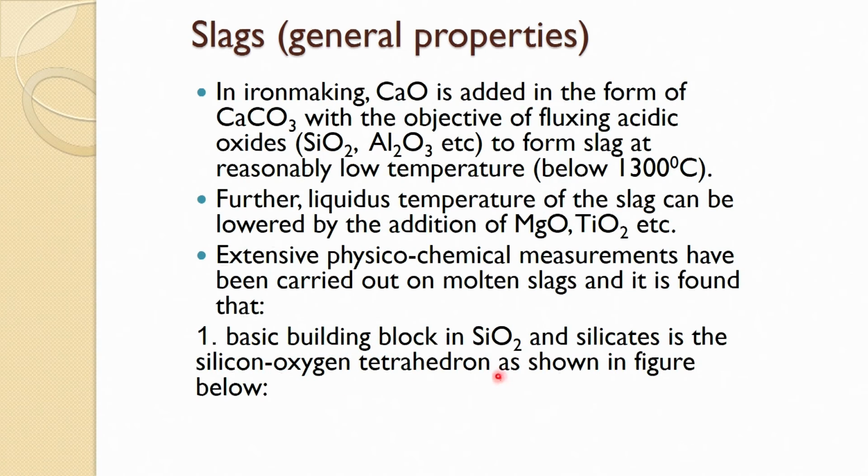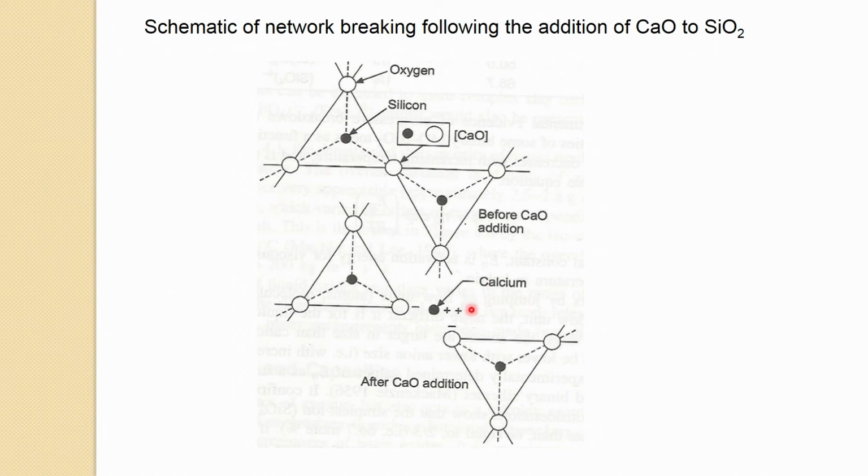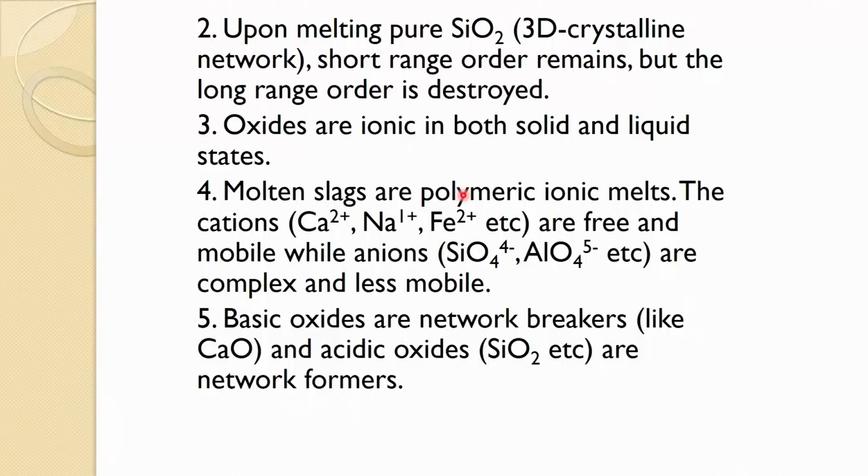The silicon oxygen tetrahedron is the building block, which forms a long chain, but when you heat it up, it breaks down and forms short range order chains. So, long range order is destroyed. Oxides are ionic in both solid and liquid state, because these are oxides. When you say ionic, certainly ions are there in the slag. So, molten slags are polymeric ionic melts.